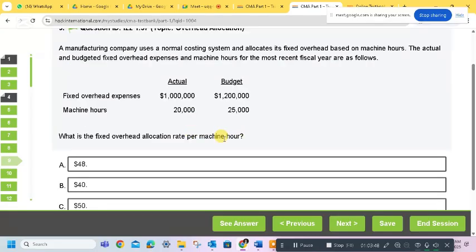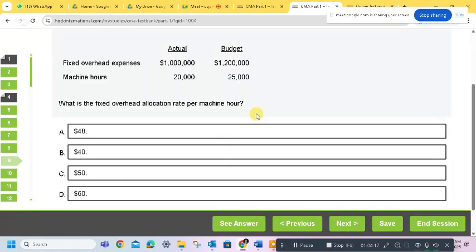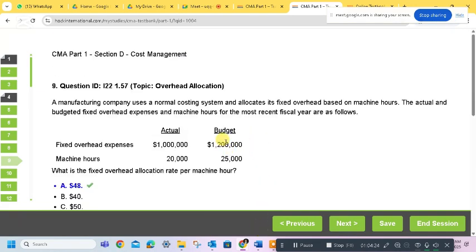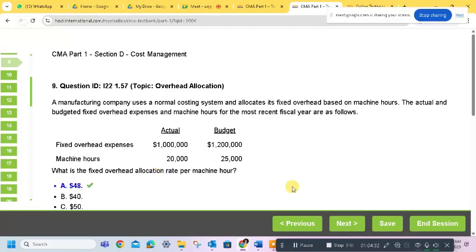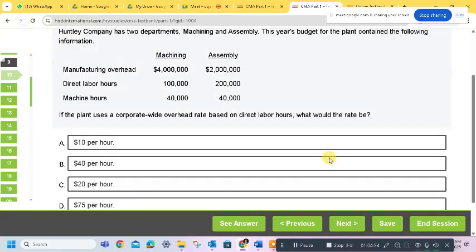Try this one. How much? 48, A. Because budgeted overhead divided by budgeted machine hours, 1.2 million divided by 25. Don't take actual. Application rate is based on budget. Answer.